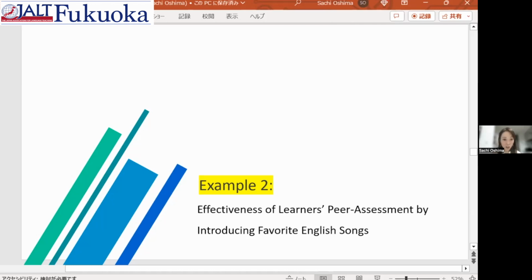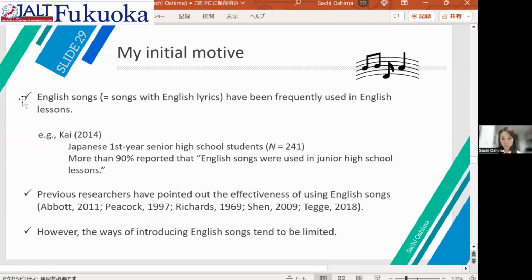But this time our situation is different because it was before the COVID-19 pandemic. I conducted this research, a kind of research, and this activity in the year 2018. And I used English songs, which means songs with English lyrics. In Japanese, yogaku is often said, but I use English songs in this presentation, please understand. So these are songs with English lyrics.